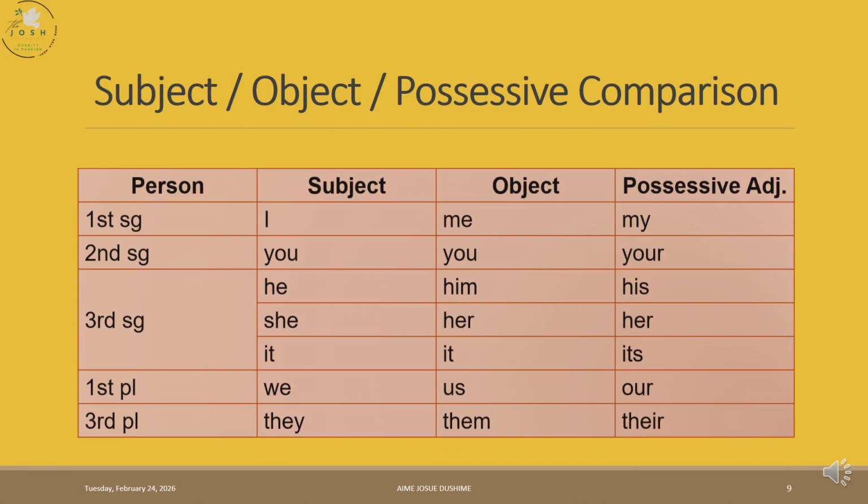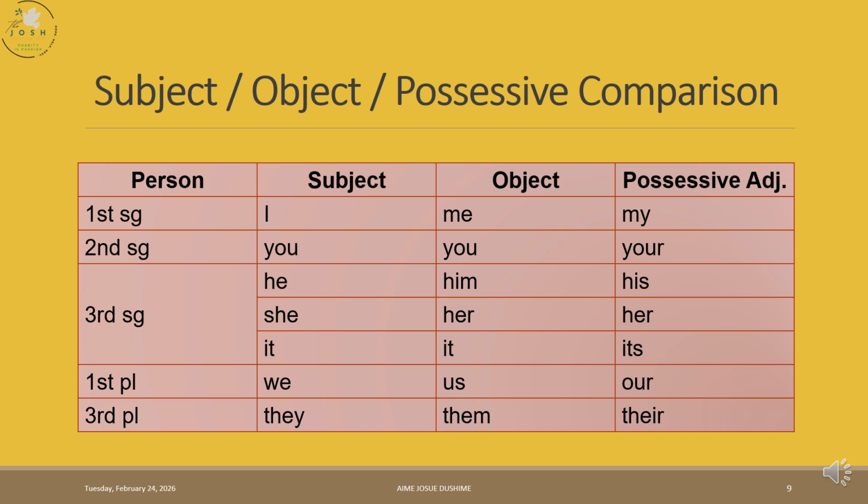Alright, let's see now the comparison of the three. We have what we call first person singular, second person singular, third person singular, first person plural, third person plural. And remember, when we are in third person singular, we add s or es when we are using them in a present simple sentence, positive. When it is a present simple sentence and it is positive, we add s or we add es.